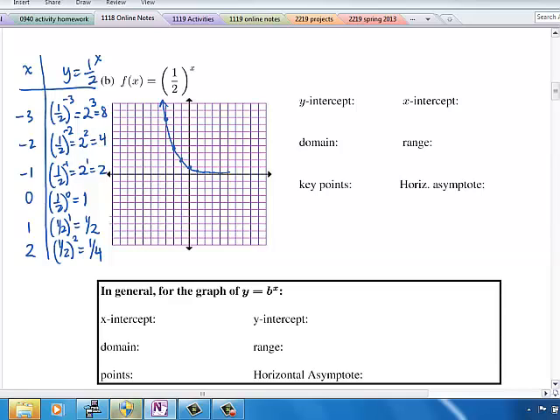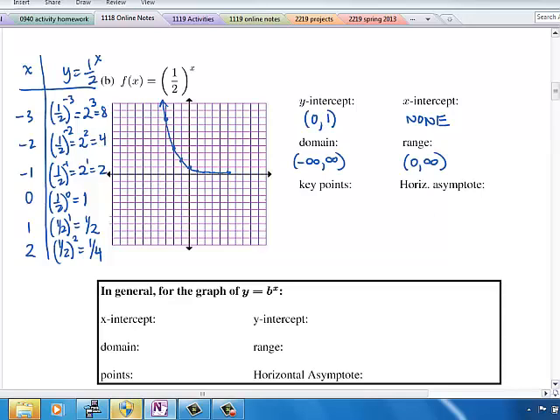A higher and higher power on 1/2 is just going to get smaller and smaller, but it will never get to 0. So just like in the other one, the x-intercept there would be none because y is never going to be 0. The y-intercept would be 0 for x, 1 for y. The domain is all reals because there's not a left or a right bound. And the range would be 0, not including 0, to infinity.